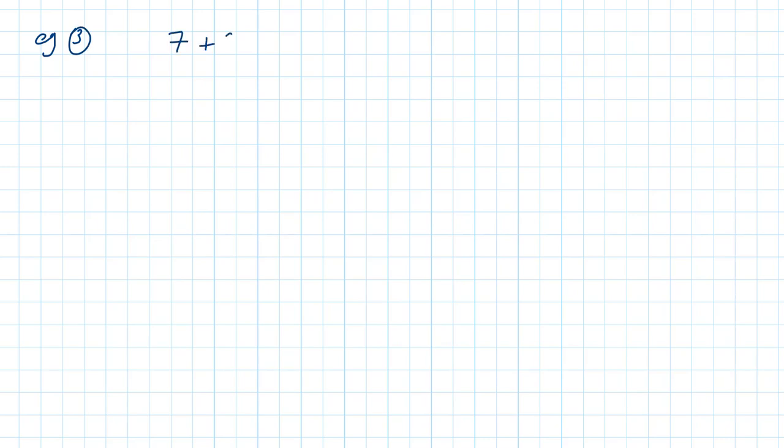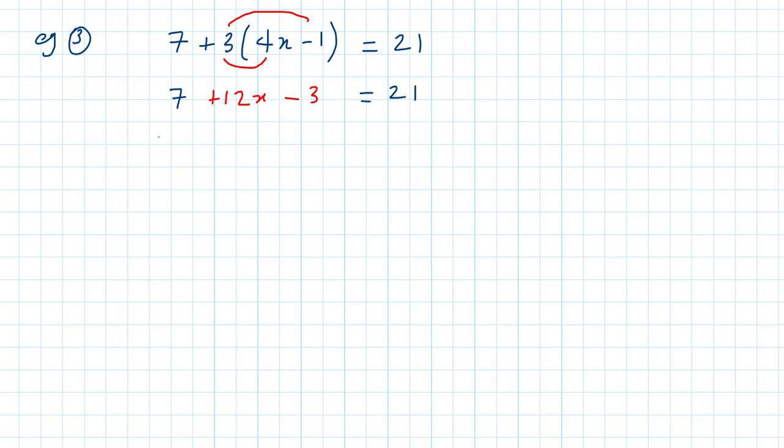Example 3. So this time, slightly different because we've got an extra term added into it. But same as before, we're going to expand the brackets. So we've got 7 plus, now 3 lots of 4x is 12x, so plus 12x, and 3 lots of negative 1 is negative 3. And notice the signs are staying the same in this scenario. Now we simplify this. So 7 take away 3 is 4, and I've still got the 12x.